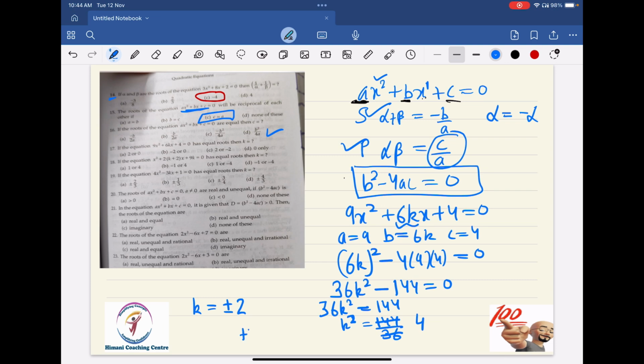Why do we say that? Because if you do plus 2 square, the answer would be 4. If you do minus 2 square, even then the answer is 4. So, the choice C is the correct choice here.